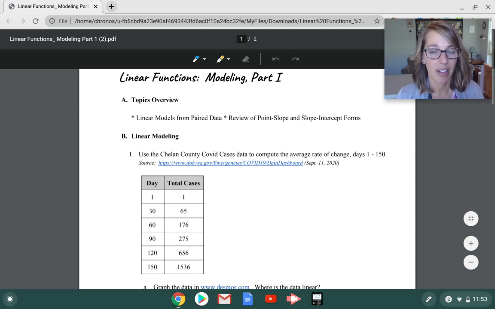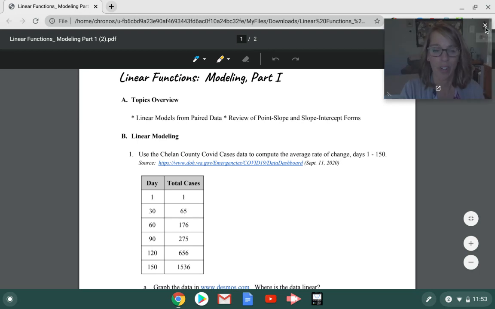Let's do some linear modeling. In this video, we're going to take a look at some real data and come up with some rates of change and some linear models. We'll be using the slope-intercept form. We might also use the point-slope form as well. Let's go ahead and get right into the worksheet.